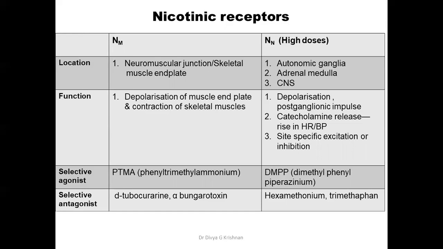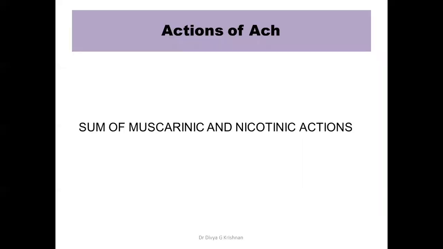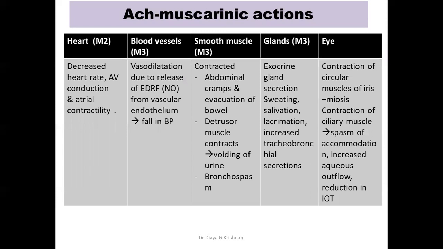Now, with this background, that is the actions and the locations of muscarinic and nicotinic receptors, we will move on to the actions of acetylcholine. Acetylcholine is the neurotransmitter of the cholinergic system, so its actions will be a sum of both muscarinic and nicotinic actions. So far, whatever actions we have discussed under the two tables will be depicted here once again, so we'll just have a look at it. First we'll look at the muscarinic actions on the heart. I told you that on the heart you have the M2 receptors on the SA node, AV node, and mainly on the atria.